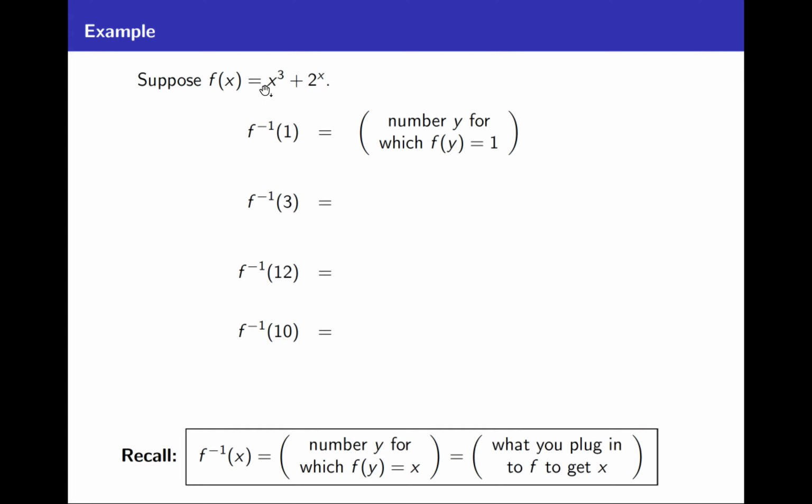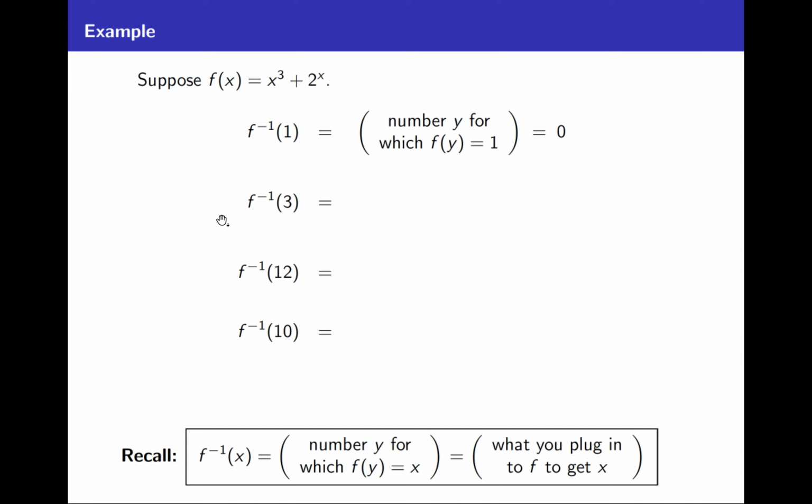So we think about that. What number would we have to plug into f up here to get 1? And you play around with it for a while, and then you realize, oh, f of 0 would be 0 cubed plus 2 to the power of 0. That would be 0 plus 1, or 1. So f inverse of 1 would be 0. It's the number you plug into f to get 1.